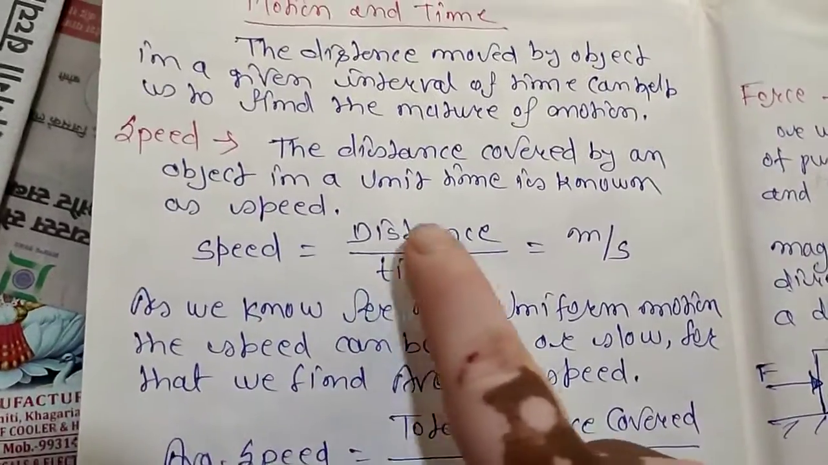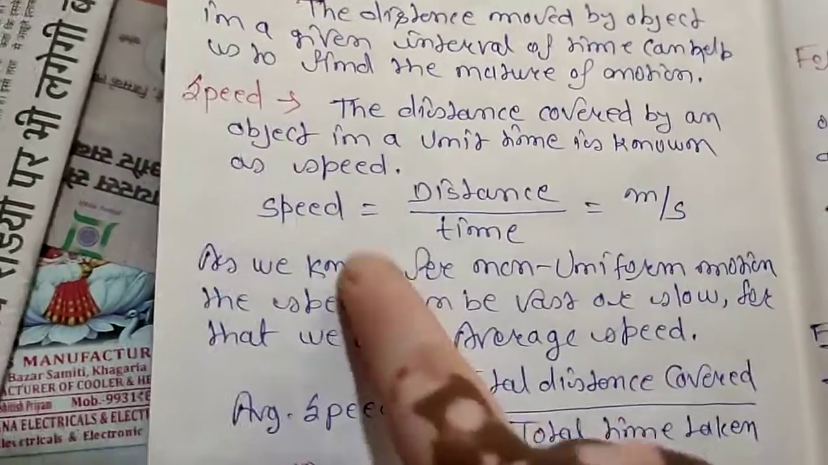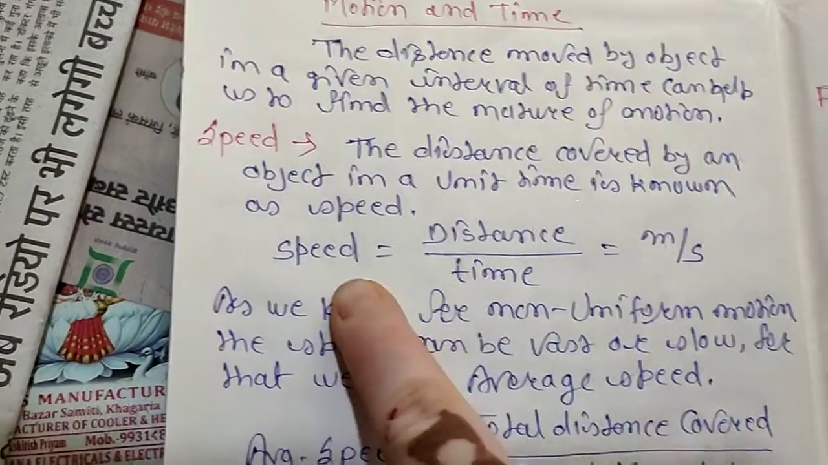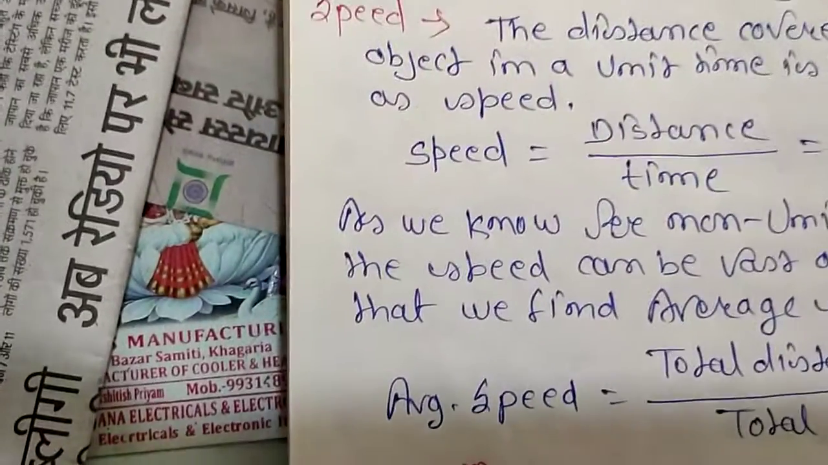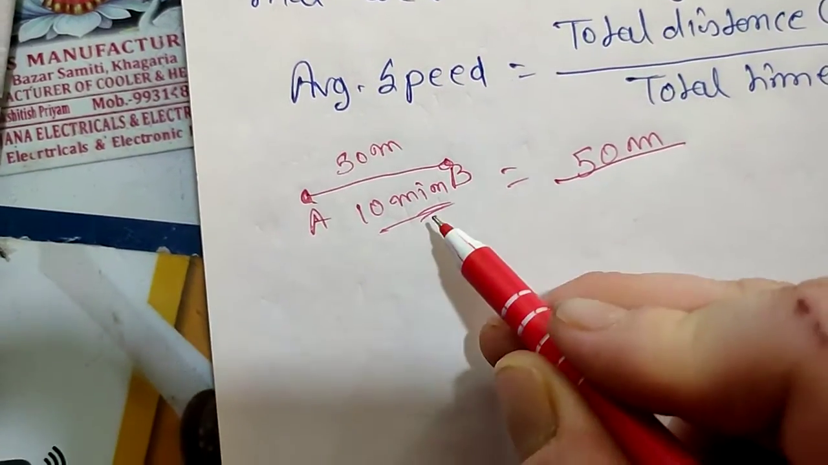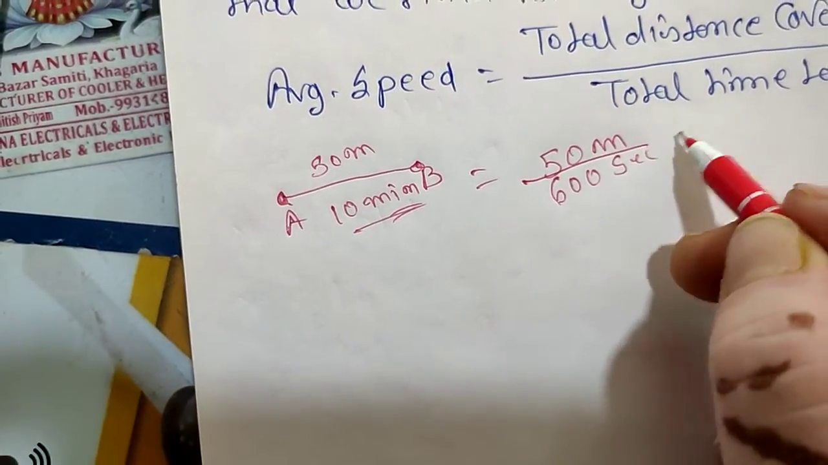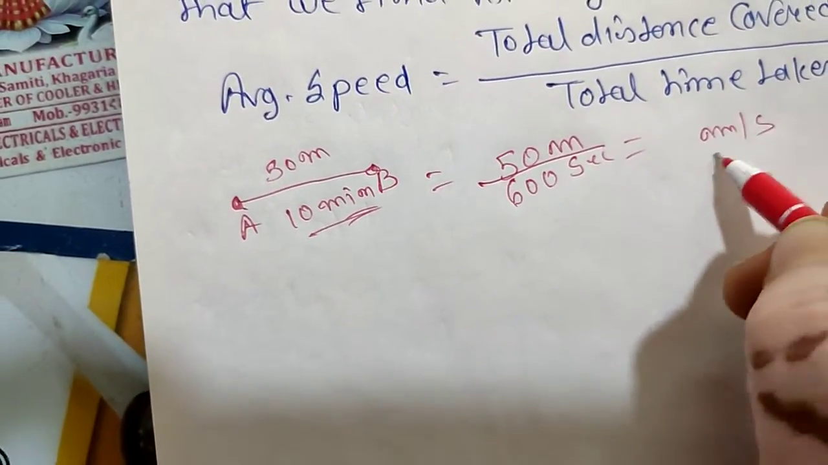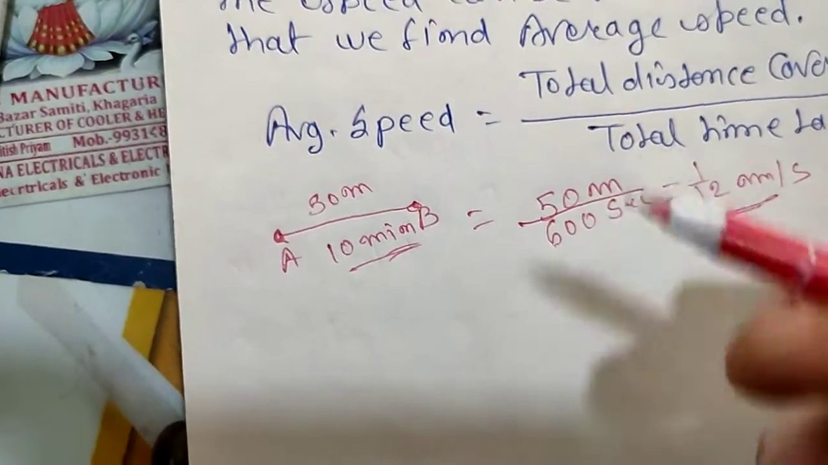So here you have to discuss the speed. Mathematically, the speed is distance over time. The speed is equal to distance over time. That means distance from A to B, that is 50 meters, over time equal to 10 minutes. We have to convert it into seconds. Now you can solve it, and the unit will be meter per second. Simply you can solve it with the help of mathematics.